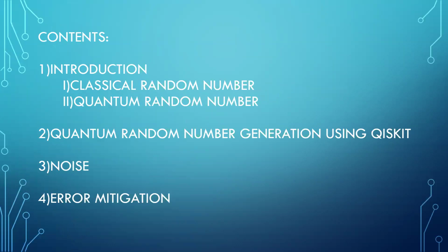So basically, our task is to generate a random number, and this is the content. The contents are basically the introduction. In the introduction, I describe what is classical random number, then what is quantum random number, and how to generate quantum random number using Qiskit. Then after that, I describe what is noise, and then error mitigation.